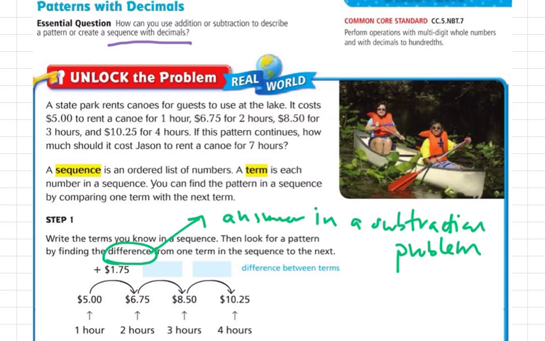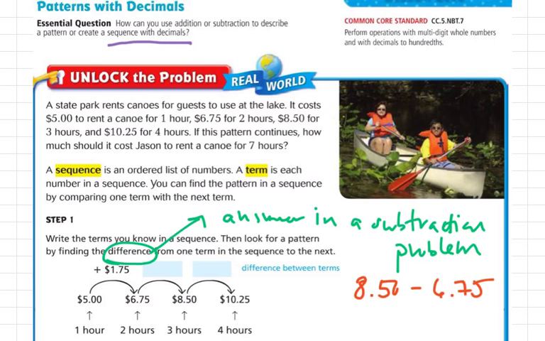So what we can see is that between the first term and the second term, if we subtracted $5 from $6.75, we would get $1.75. So what we can see is, does that pattern continue? Is $8.50 minus $6.75 also $1.75? Yes, it is.